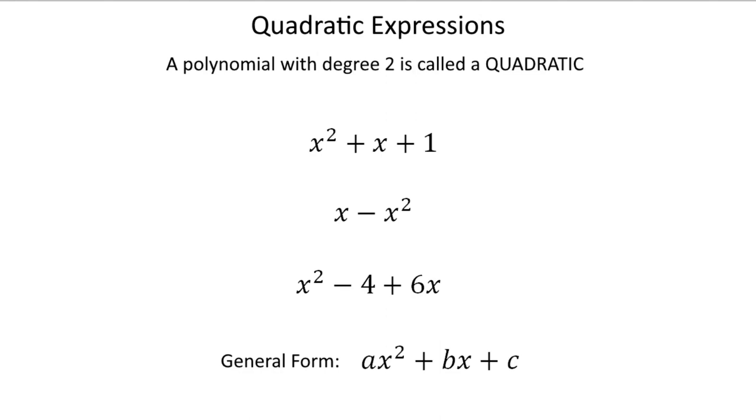A polynomial is an expression that contains a list of variables with increasing or decreasing powers. What I mean by that, an example is this here, x squared plus x plus 1. This is called a polynomial, because you've got an x squared, then you decrease the power to the next one, so it's just x, and then you decrease the power again, and it's just a number, right? So that's an example of a polynomial.